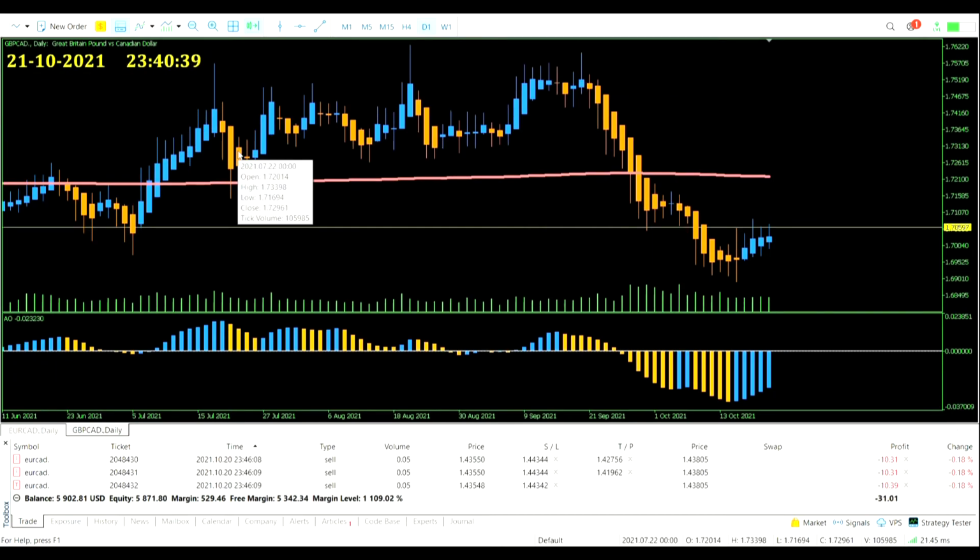Still waiting for the turnaround on the Great British Pound Canadian. Could come though. There's a lot of close signals on the Canadian dollar. Probably end up taking none of them. But maybe they all come at once and we have some fun with that. Fun.